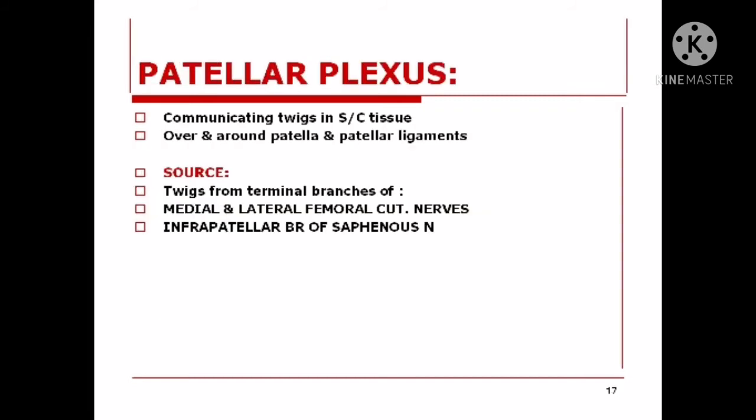The patellar plexus is the communicating twigs of nerves in the subcutaneous tissue over and around the patella and patellar ligaments. The sources are twigs from the terminal branches of the medial and lateral femoral cutaneous nerve and infrapatellar branch of the saphenous nerve.